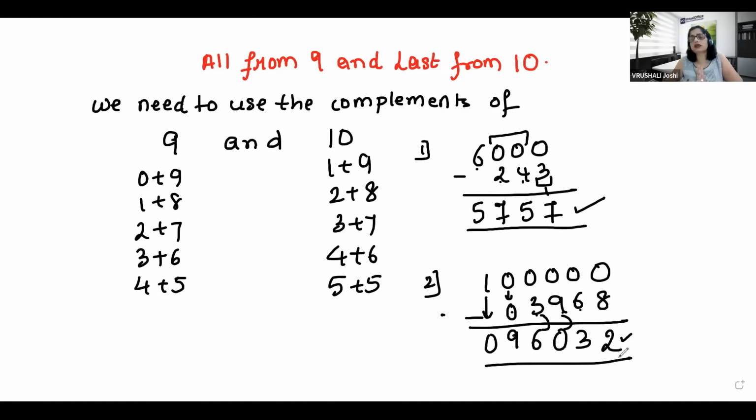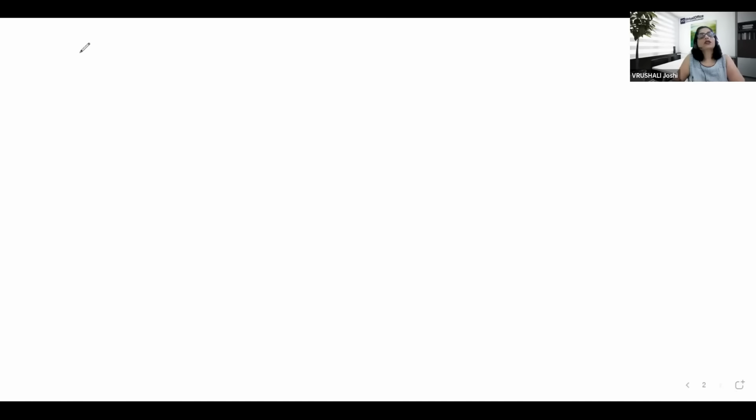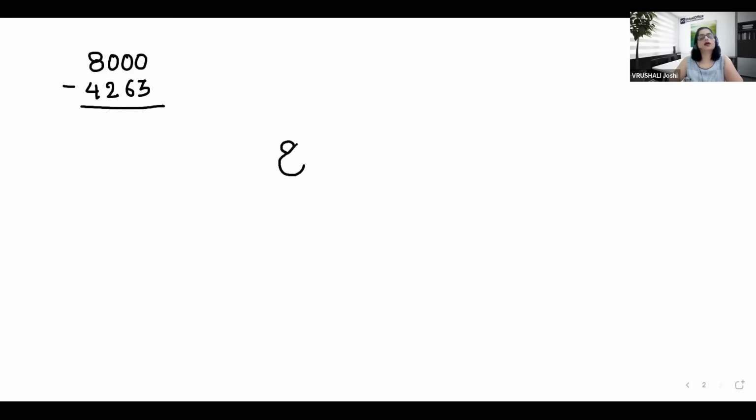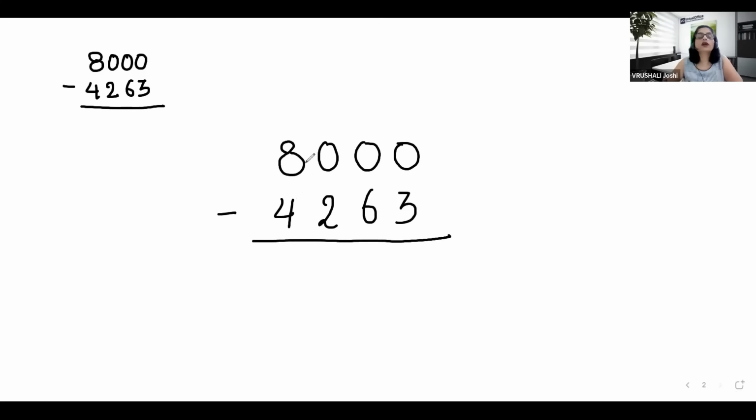This is what we did last week, correct? Now, what are we going to do this week? Look at this. Today, we are going to do sums like, suppose we have 8000 minus 4263. Did we do this last week? No. Okay. So I'm going to write this big so that we can understand what we are doing. 8000 minus 4263. What we do here, we do the same thing.